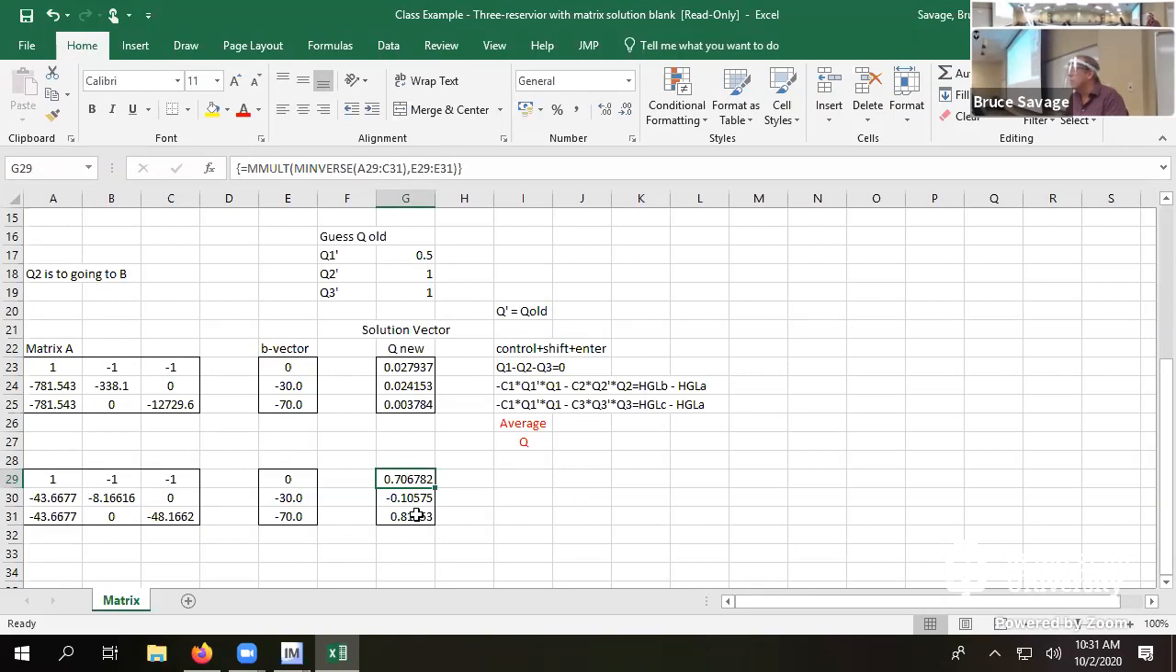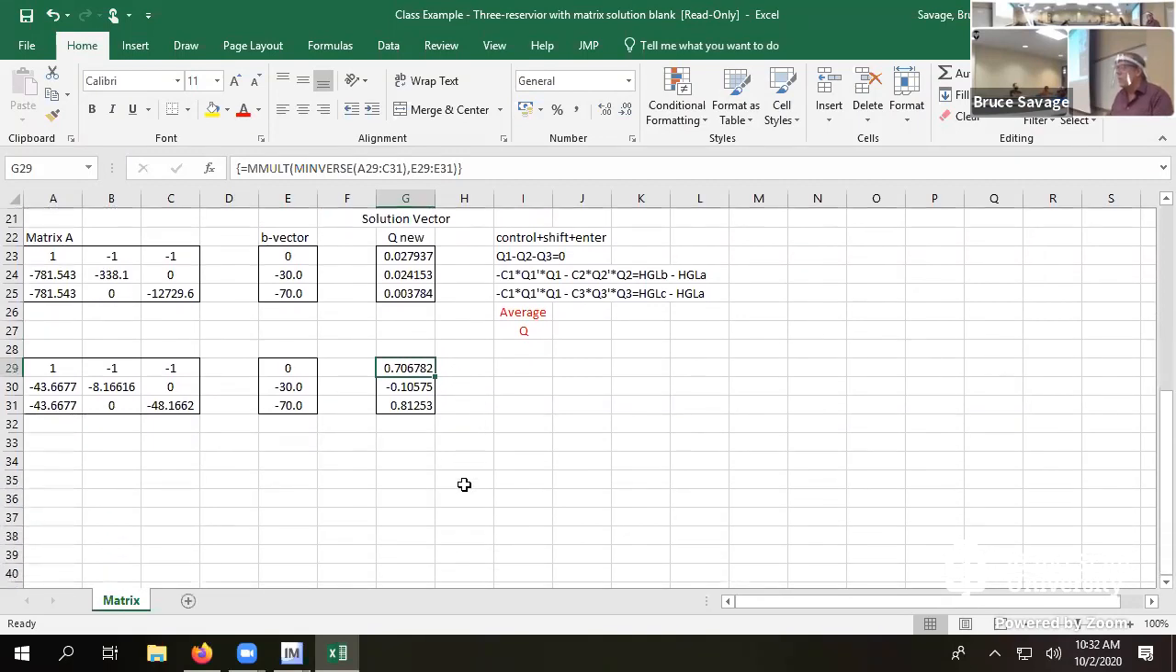I have a question. Could you just take the Q new, copy those three as values, not as equation components, and just paste them back up into Q old guess and have it iterate again without having to rebuild another table? Yes, you could. I'm going to show you a way of doing that here pretty quick. It's a really powerful tool inside of Excel for certain situations like that.